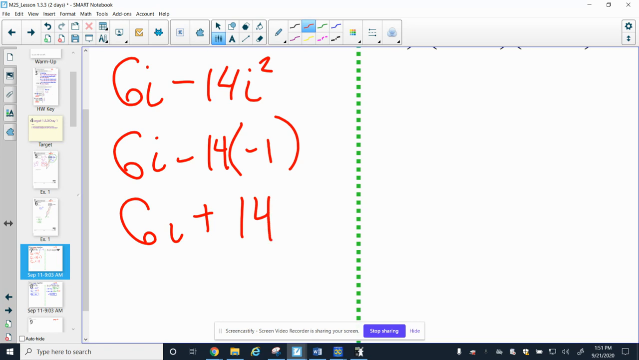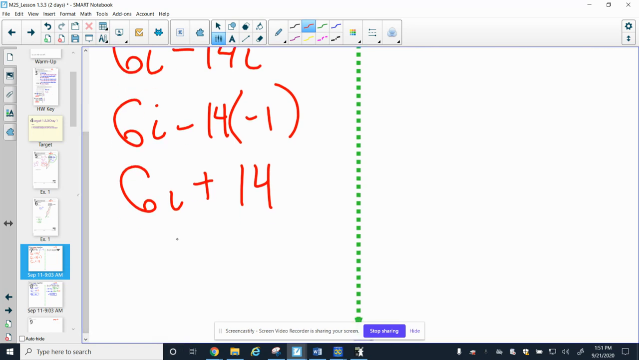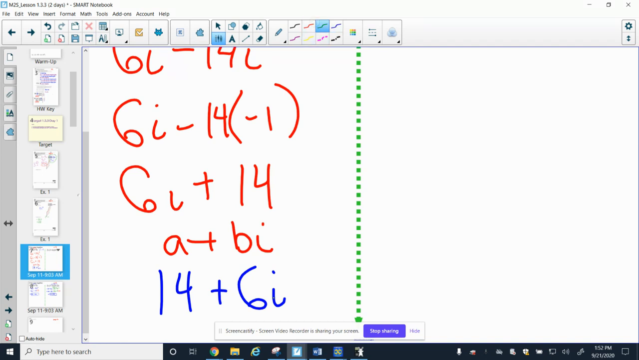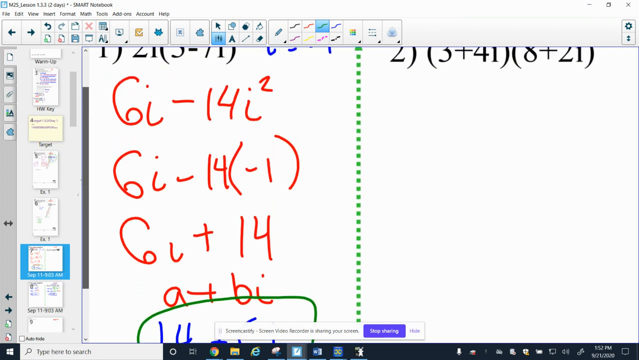We wouldn't leave our answer like this because this isn't how we've seen complex numbers written. Remember, complex numbers are typically written in the form a plus bi, where a is the real component and bi is the imaginary component. So let's rewrite this in the other order, bringing the 14 to the front: 14 plus 6i. That would be our answer. Okay. Let's try another one.